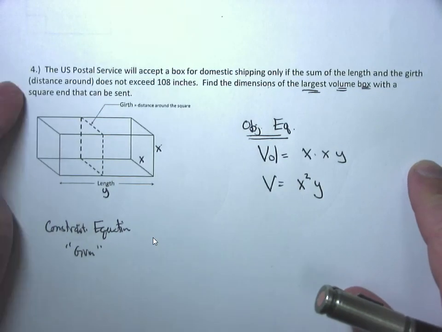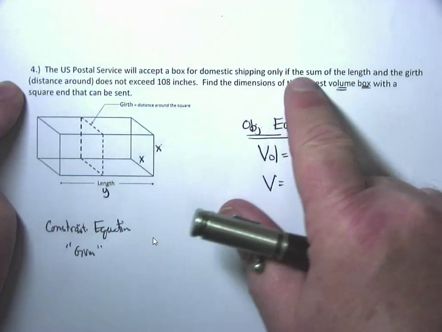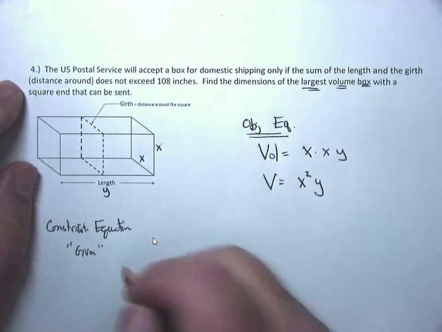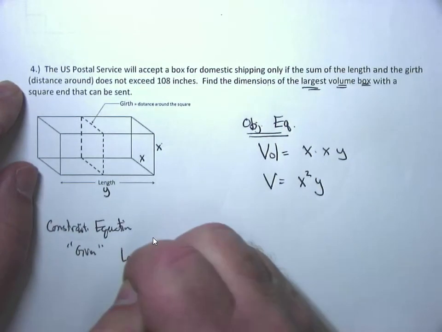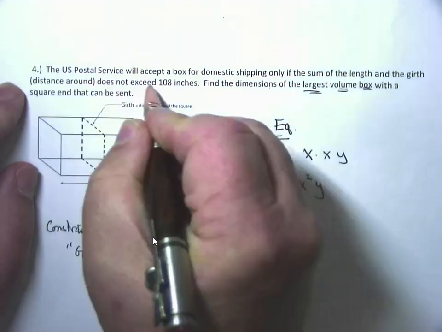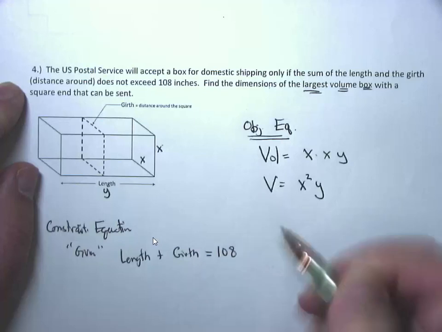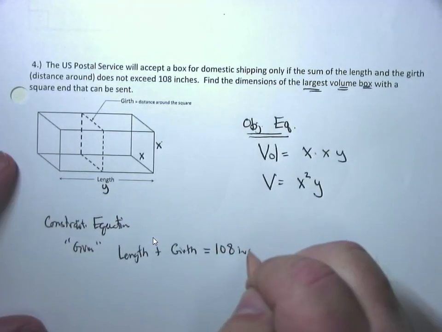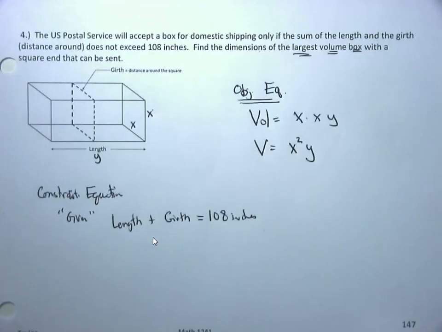So we got something given. The sum of the length plus the girth has to not exceed 108 inches. I told you there were some numbers given here. So the length plus the girth has to be equal to 108 inches. Now what's the length of this box based upon my variables? It was y. Plus what is the girth?